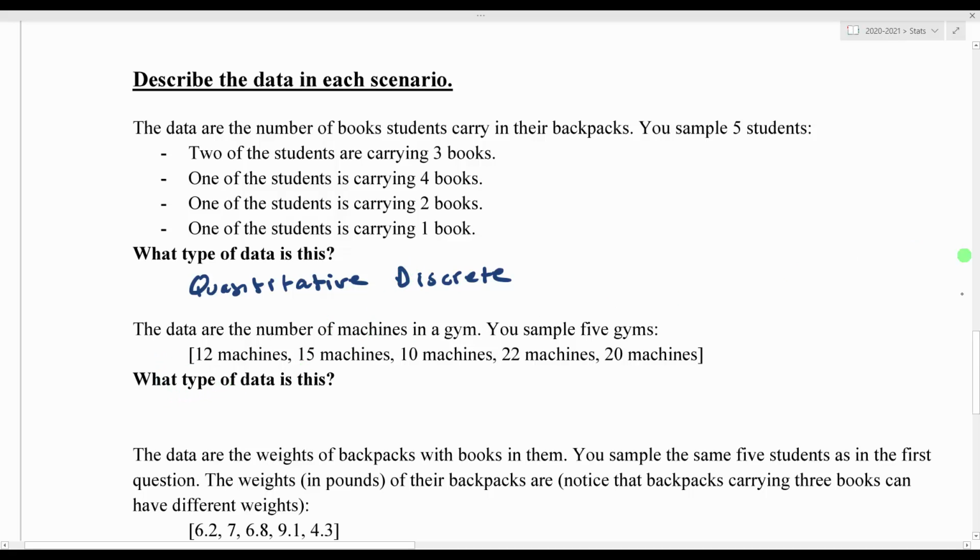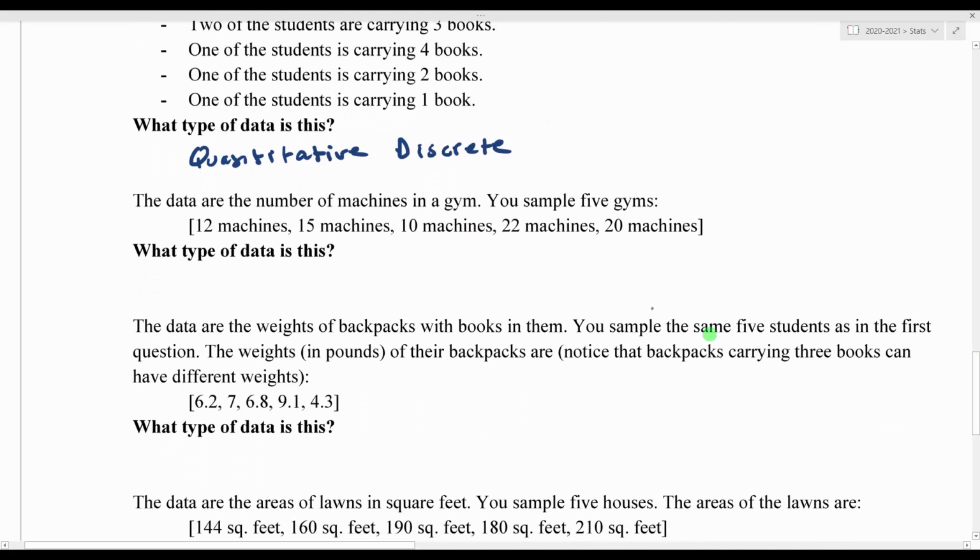All right, so let's look at another one. The data are the number of machines in a gym. You sample 5 gyms. So in one gym, you find 12 machines. In the next gym, you find 15, then 10, then 22, then 20. So it looks like it's numerical because I'm seeing numbers, right? So that's a dead giveaway that it's quantitative.